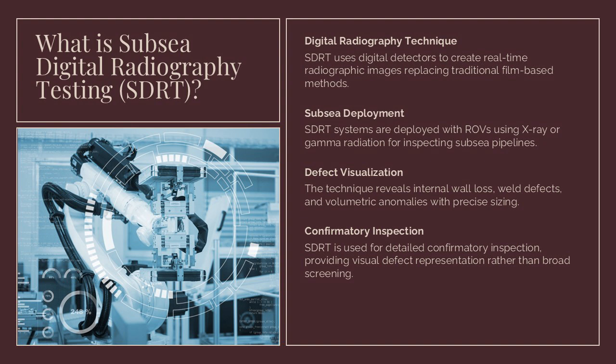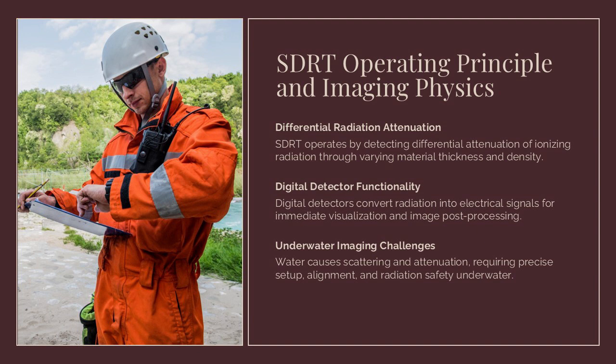The operating principle of SDRT is based on differential attenuation of ionizing radiation as it passes through materials of varying thickness and density. Areas with metal loss allow more radiation to reach the detector, appearing as darker regions on the radiographic image. Digital detectors convert radiation into electrical signals, enabling immediate image visualization and post-processing. In subsea environments, water introduces scattering and attenuation effects that can degrade image quality, requiring careful setup and exposure control.